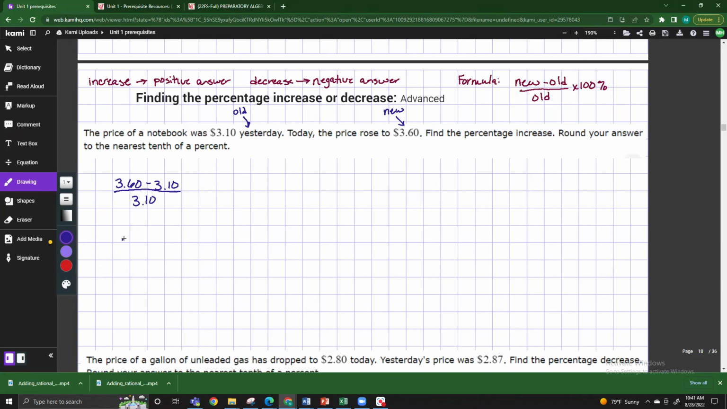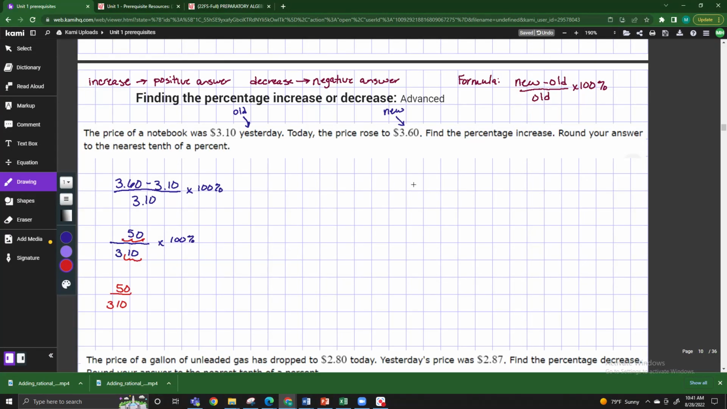So I have 0.50, so 50 cents, or 0.5. I'm going to do 0.50 just because we can, over 3.10. Then I have that times 100%, which I will get to eventually. Whenever I'm thinking decimals, I really hate seeing them in a division problem, so I'm going to get rid of them as soon as humanly possible, meaning I'm going to move the decimal 2 spots here, 2 spots here, so I have 50 divided by 310.